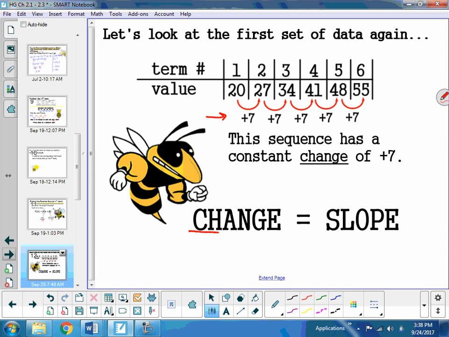Remember we just said what change represents? Change is slope. How that line is changing is called slope. So I know the slope of my equation, so far I'm going to have y equals 7x, and I need to know the last part here. How it's constantly changing, that is my slope.